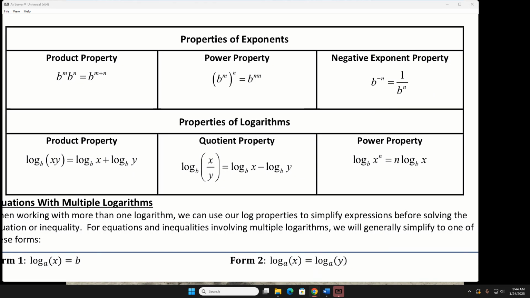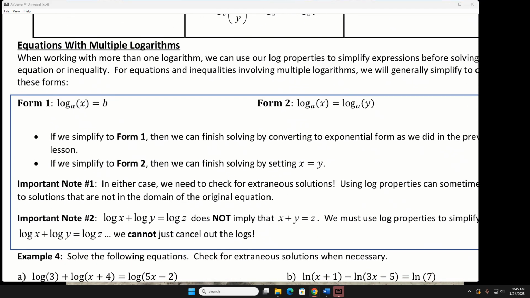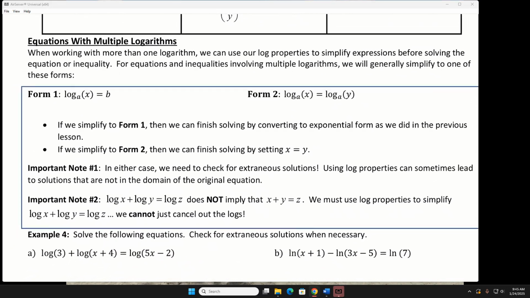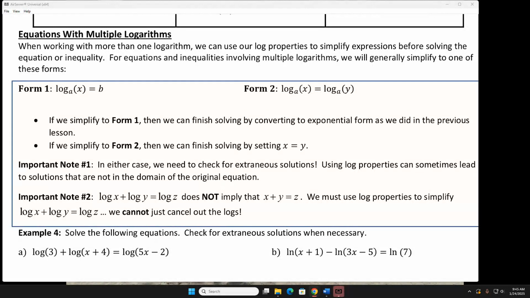All right, or we have two logarithms separated by subtraction, and we'll use division to bring them together. And the last property, if there's a number in the front, we can move it up to a power. All right, so whenever you're doing these equations with multiple logarithms, your first step is to bring them together using one of the properties. And when you do that, you'll have one of two forms.